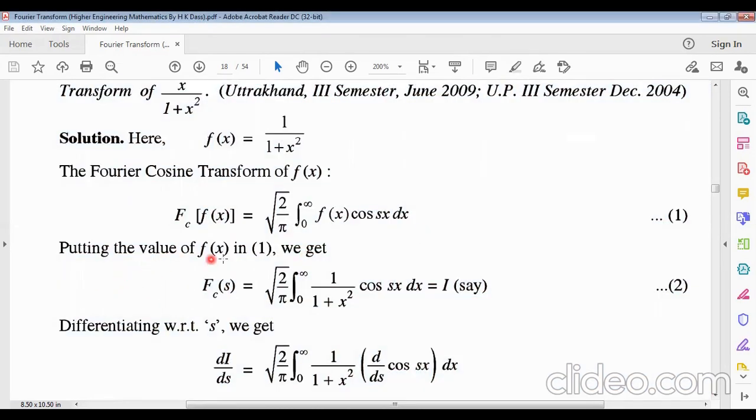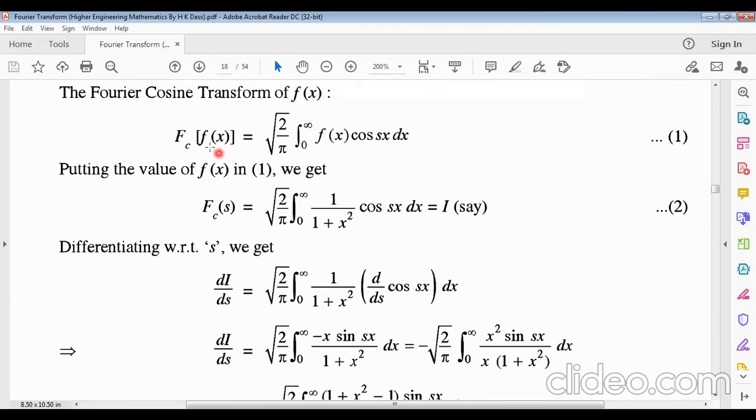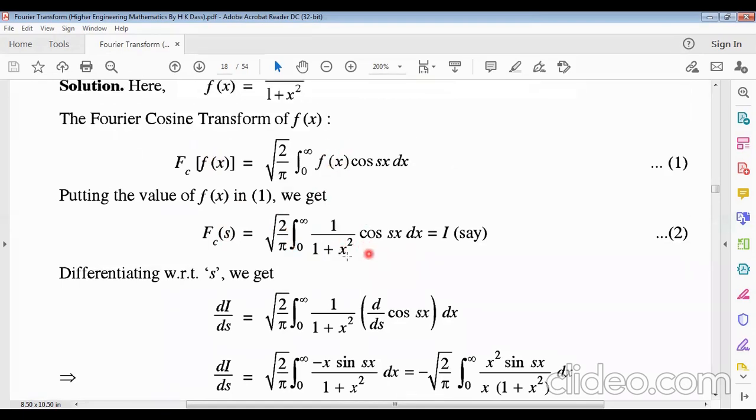Okay, so putting the value of f of x in 1, f of x is 1 divided by 1 plus x square. We have to find the cosine transform of this function, 1 by 1 plus x square. So we can write the integral of 1 by 1 plus x square cos sx dx, and say this is I. This means this integration we are taking as I. Then this is equation number 2.